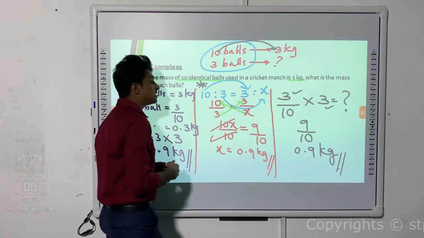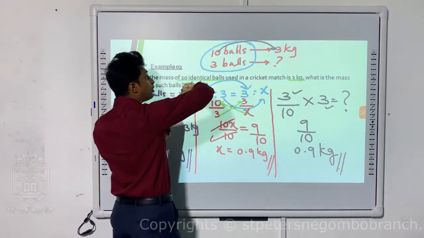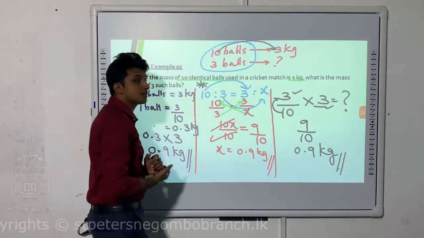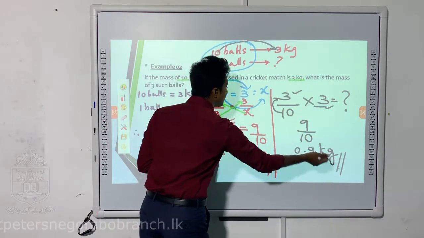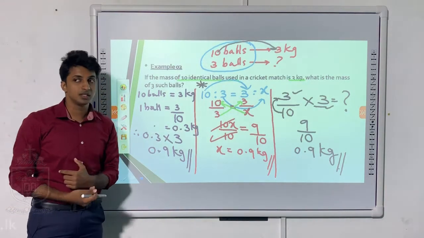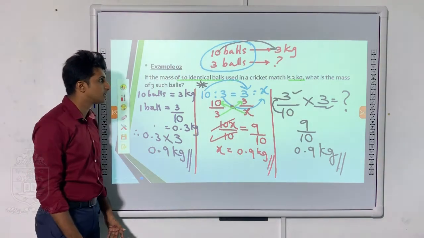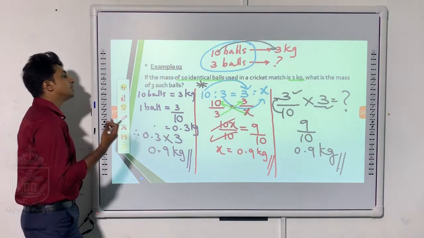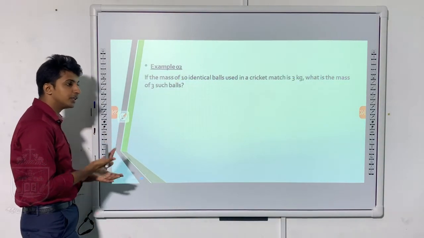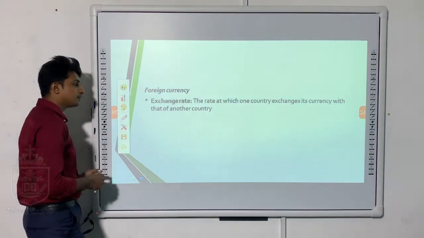Even from the third method, that is the algebraic method, I am going to use this to get the answer. So for 10 balls, if it is 3 kg, for 3 balls, how much? Then 3 times 3 is 9, 9 divided by 10 will become 0.9 kg. Just like the previous question, this is the same thing, same 3 methods, you will get the same answer. Moving to the next part. So those are the 3 methods you have to remember: the unitary method, the definition method, or the algebraic method. For the exam, you can use any method you like.